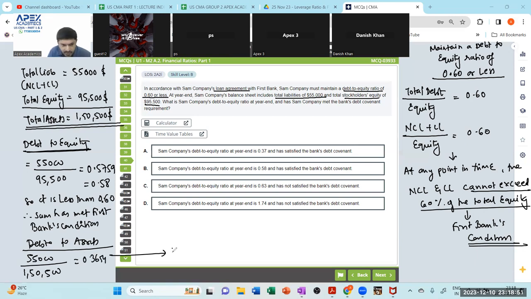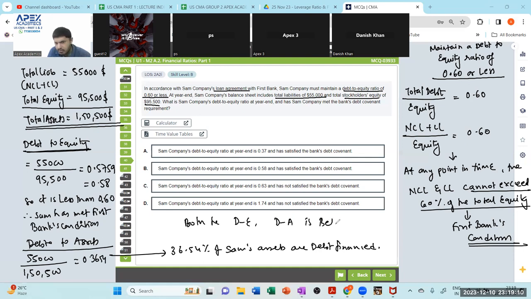Means 36.54% of Sam's assets are debt financed. Means financed out of debt. So both the debt to equity and debt to asset is below 0.6.